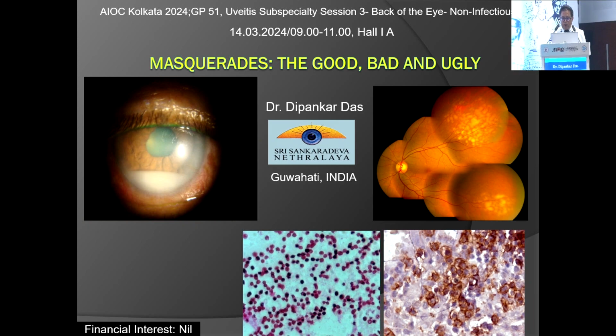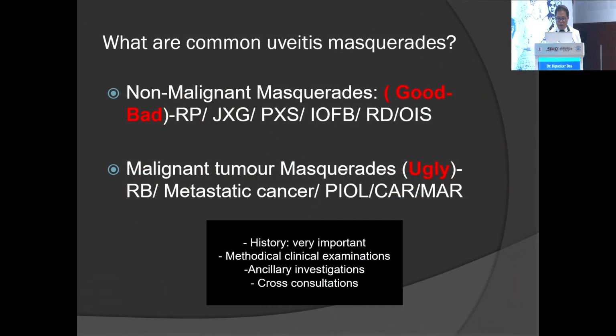Masquerades: when Dr. Somashila gave me the topic, good, bad, and ugly, I was a bit confused. Now you see, there are common non-malignant masquerades, which can be good or bad, sometimes worse also, and which include retinitis pigmentosa, juvenile xanthogranuloma, pseudoexfoliation syndrome, intraocular foreign body, either an iron or copper foreign body, retinal detachment, which includes exudative and rhegmatogenous retinal detachment, and ocular ischemic syndrome.